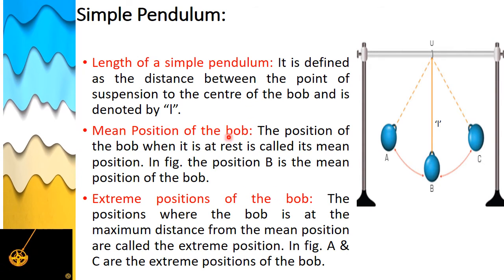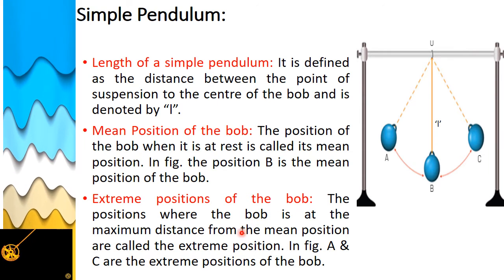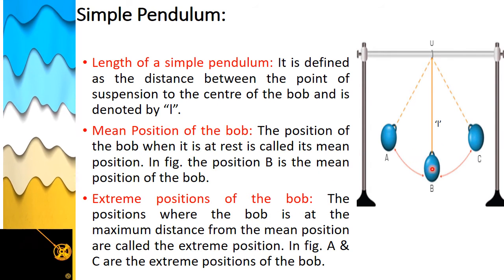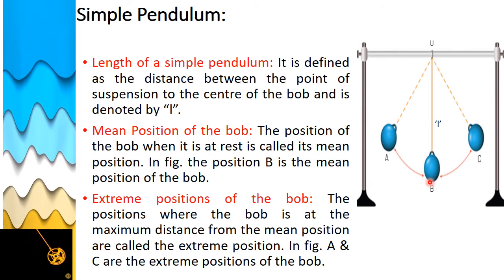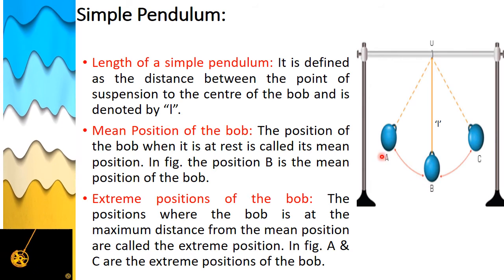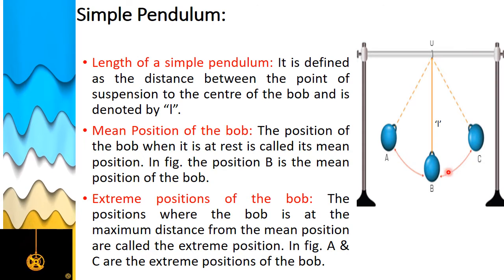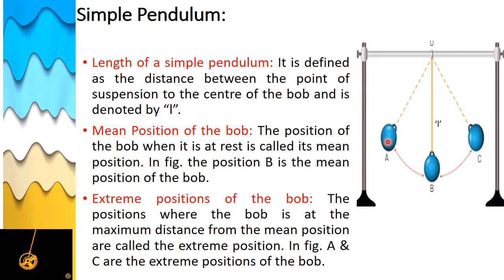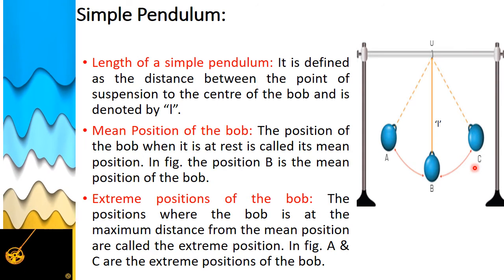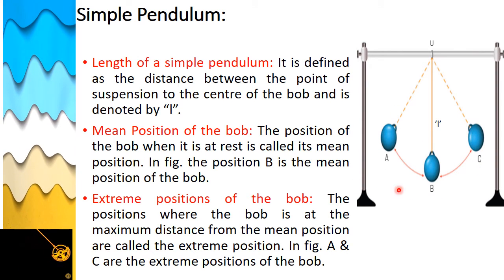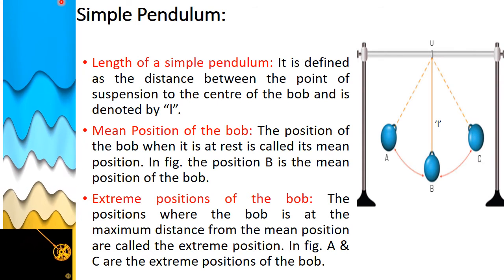The third one is extreme positions of the bob. These are the positions where the bob is at the maximum distance from the mean position. Now if you see here, at B it is at rest, and when it oscillates, it moves to the extreme positions, to its maximum distance. So here this side A is the maximum distance, and here this side C is the maximum distance. So in this figure, A and C are the extreme positions.